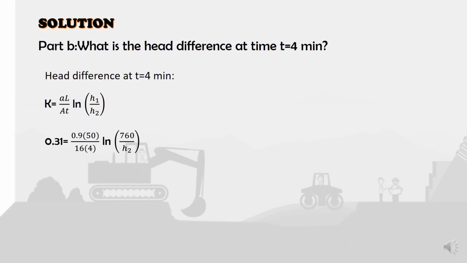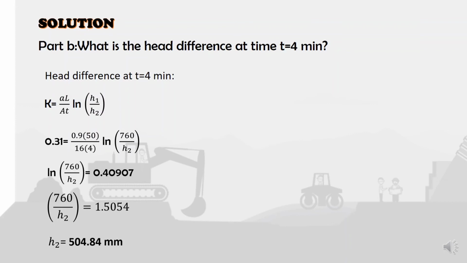Also, the value of K is already given, which is 0.31 from the previous solution. And by direct substitution and using algebra, we can simply get the value of H sub 2. And the value is 504.84 millimeters. Final answer.